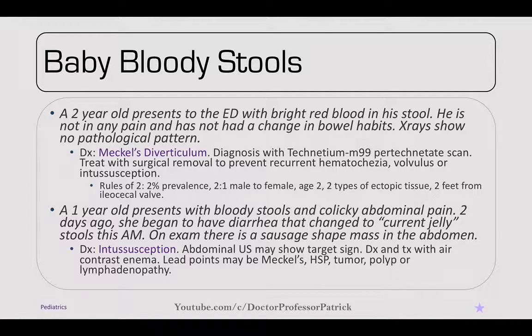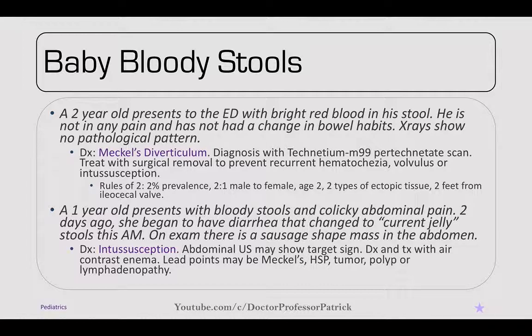So the rules of 2 here, it's a 2% prevalence worldwide, 2-to-1 male to female ratio. It often presents at age 2, and there are 2 different types of ectopic tissue. There can be pancreatic or stomach tissue, which causes a lot of the hematochezia. And it's usually 2 feet from the ileocecal valve and about 2 centimeters in length.